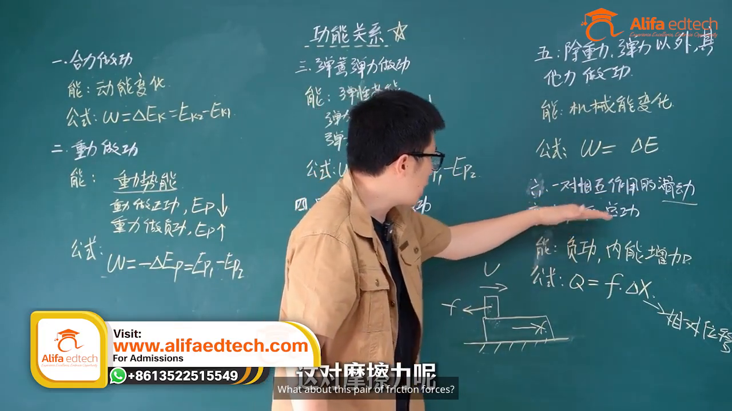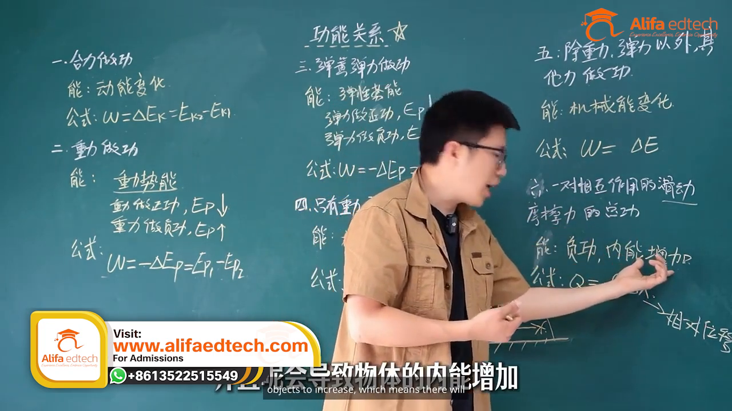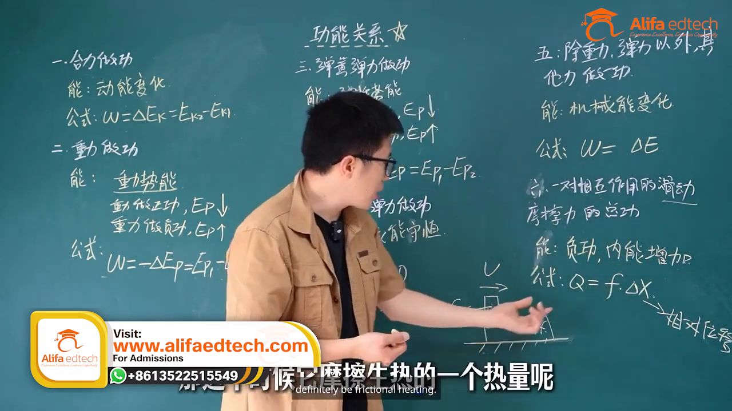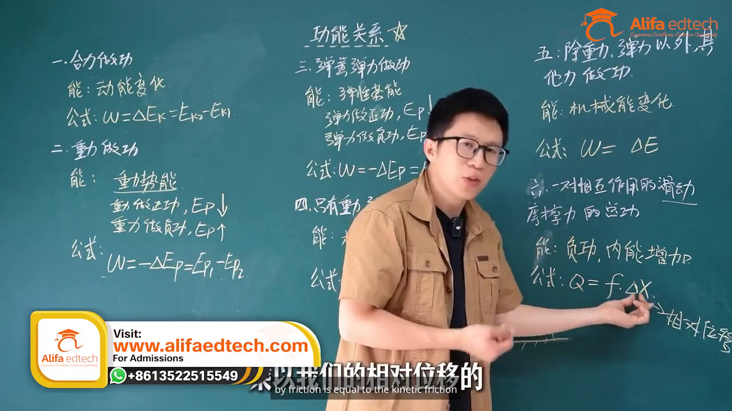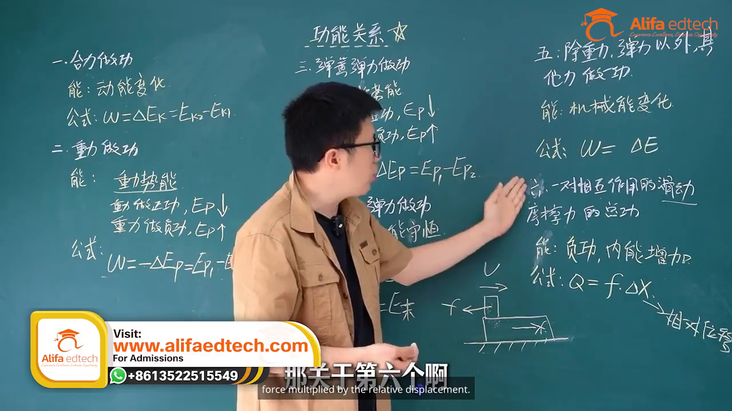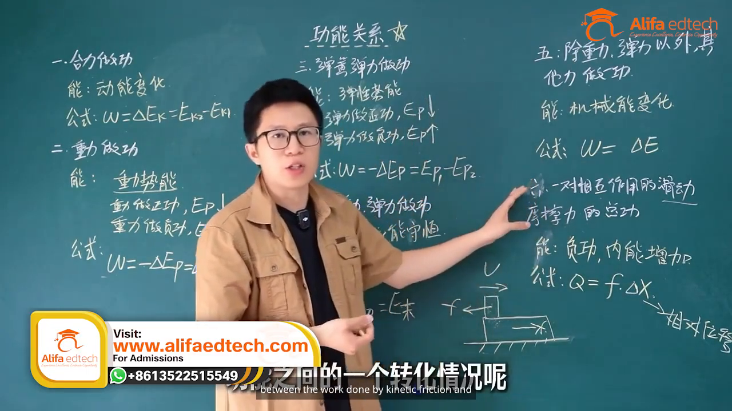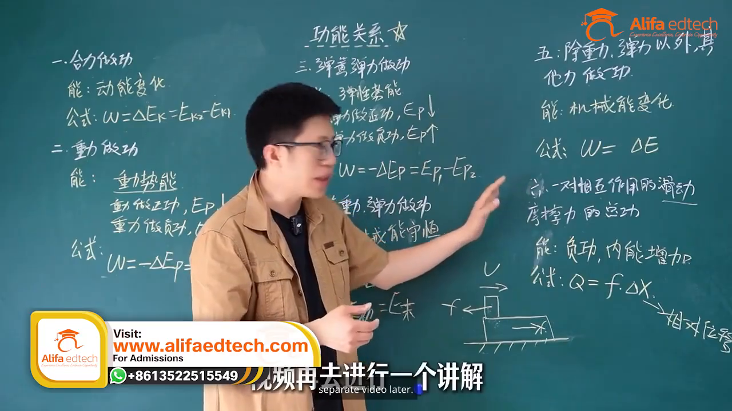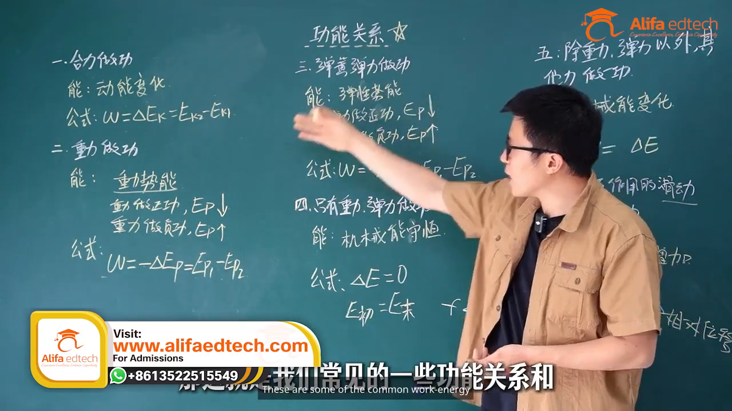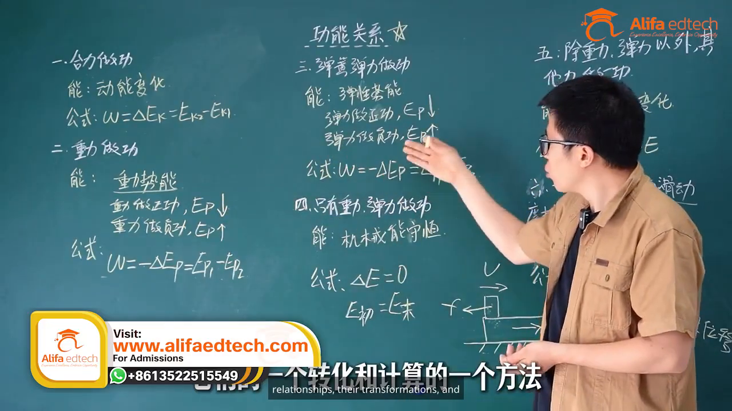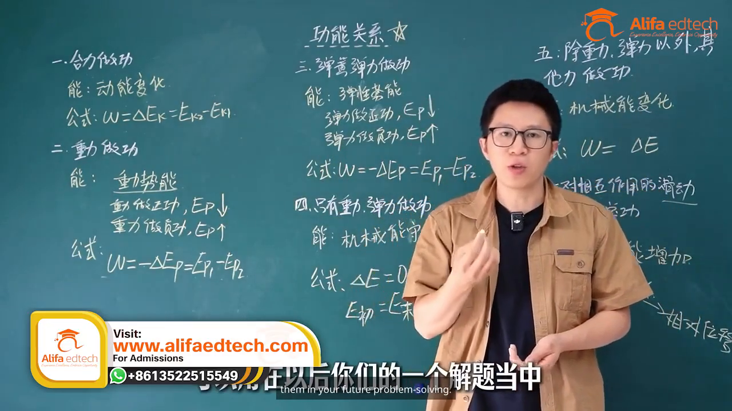What about this pair of friction forces? The work they do is always negative work, and it will cause the internal energy of the objects to increase, which means there will definitely be frictional heating. At this point, the amount of heat generated by friction is equal to the kinetic friction force multiplied by the relative displacement. As for the sixth point, the transformation between the work done by kinetic friction and energy, we will cover this in detail in a separate video later. It's relatively more complex, so we won't go into detail about it in this session. These are some of the common work-energy relationships, their transformations and calculation methods. Once you have learned them, you can apply them in your future problem solving.